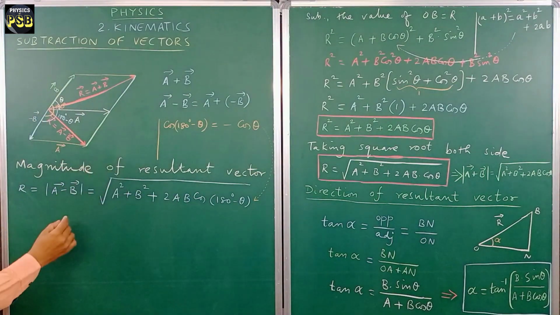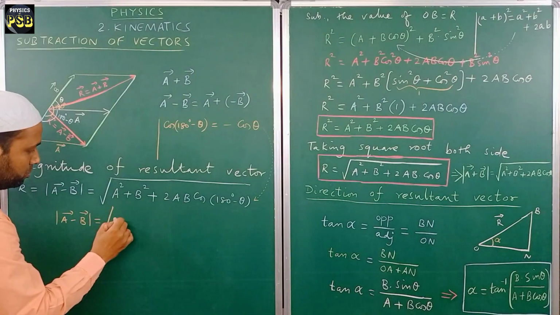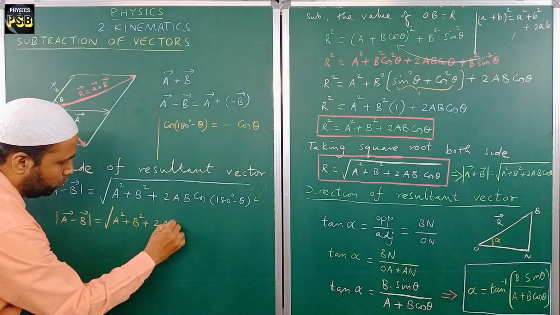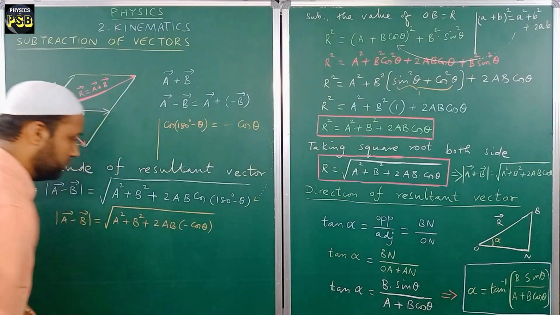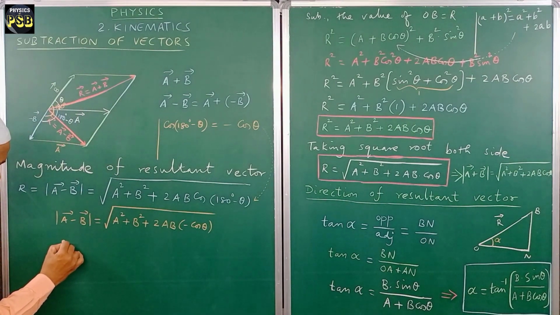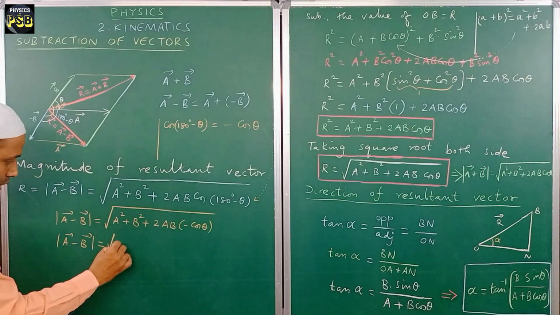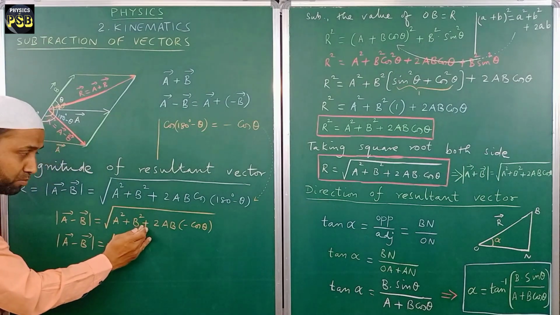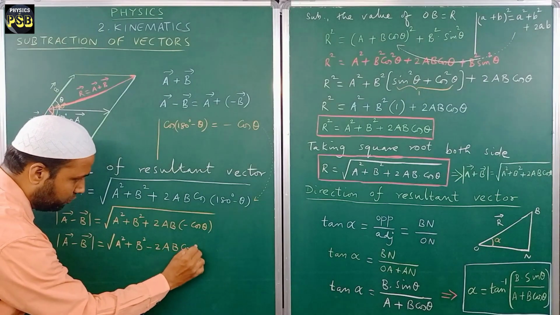Okay, if I do so, I get this: modulus of A vector minus B vector equals root of A square plus B square plus 2AB minus cos of theta. So the next step, modulus of A vector minus B vector equals root of A square plus B square minus, here when plus is multiplied with minus, we get minus 2AB cos of theta.